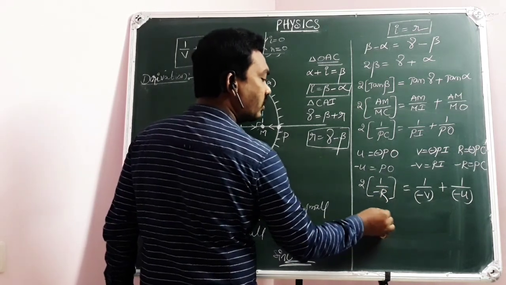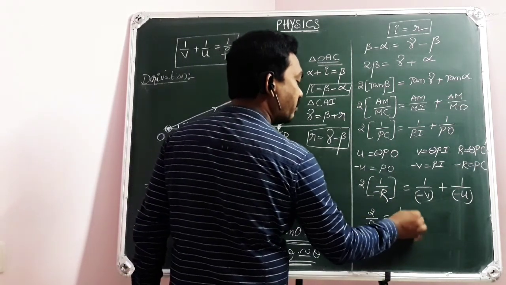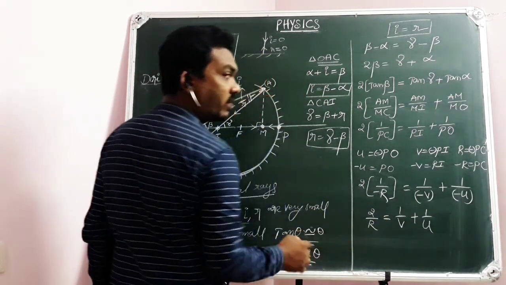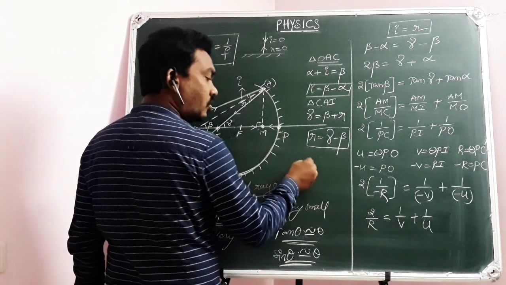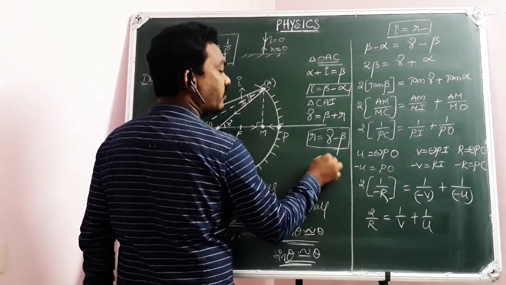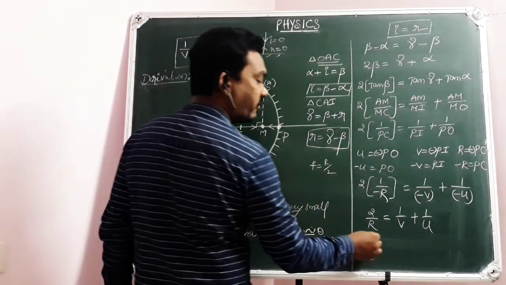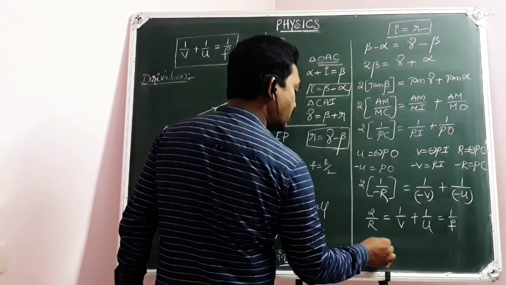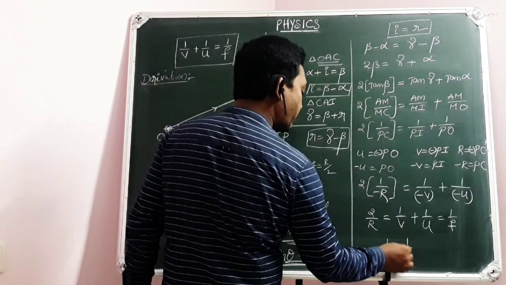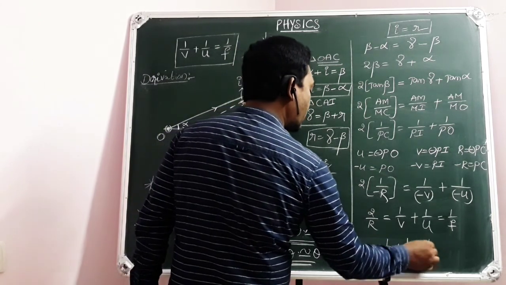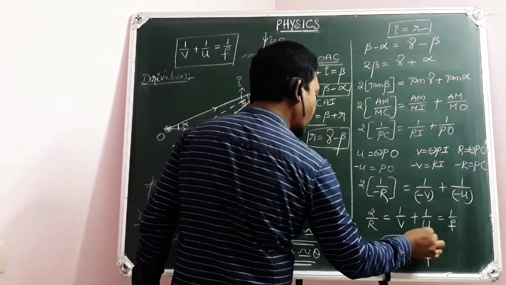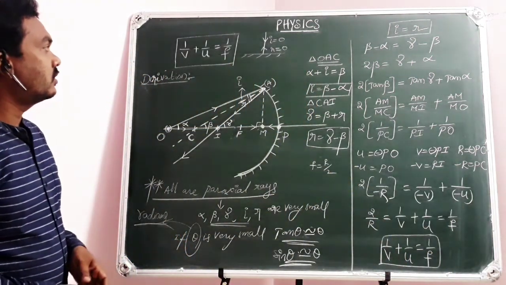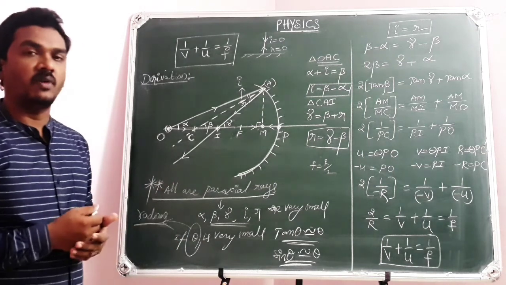Then 2 by R equals 1 by V plus 1 by U, the minus cancelled. But 2 by R is equal to 1 by F, because you know that the focal length is half of the radius of curvature. So my final equation is 1 by V plus 1 by U is equal to 1 by F. Here is the derivation of the mirror formula. So this is the proof of the mirror formula.